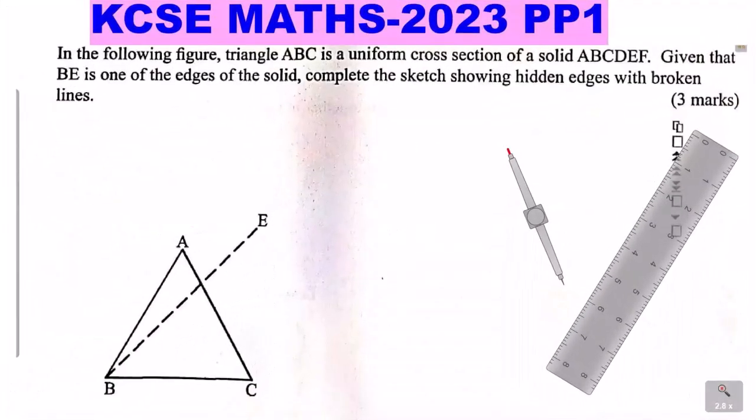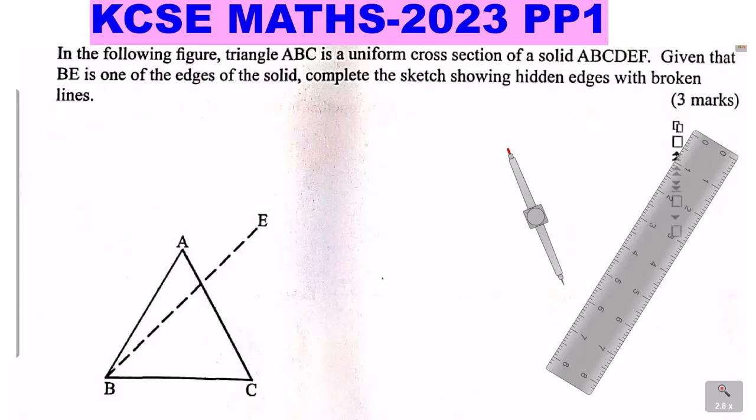Question 9. In the following figure, triangle ABC is a uniform cross-section of a solid ABCDEF. Given that BE is one of the edges of the solid, complete the sketch showing the hidden edges with broken lines. So for this question, you need to do it accurately, and therefore you'll need a ruler and a pair of compasses, as you can see. So this is how you're going to draw the remaining edges.